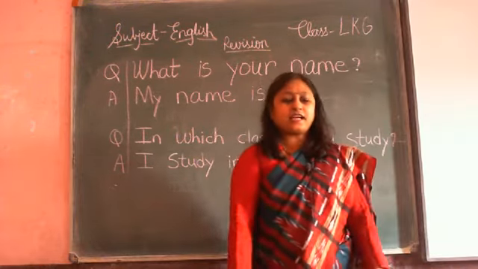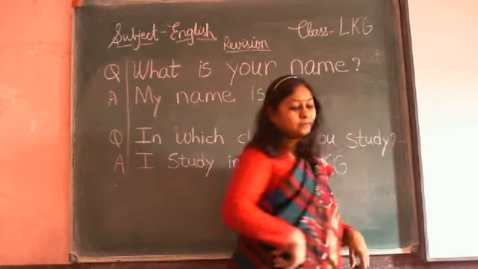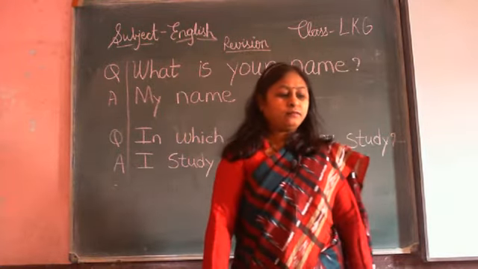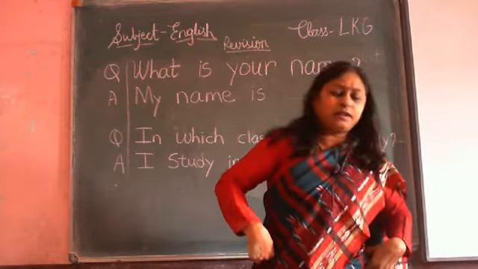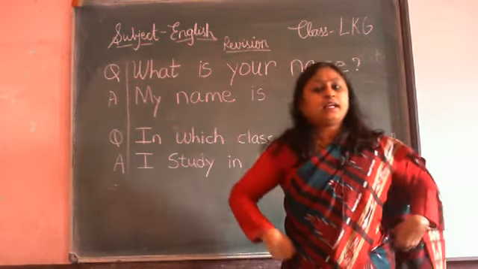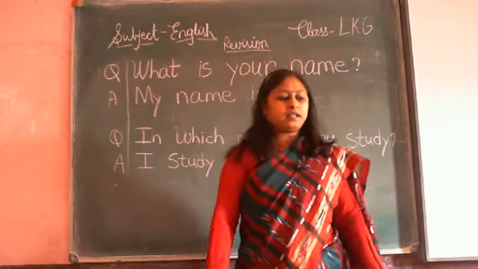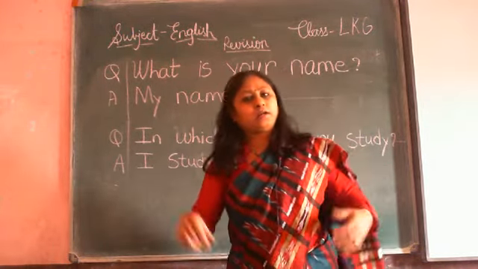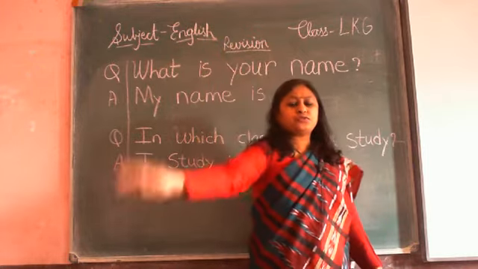Now next rhyme is teddy bear. Which rhyme is this? Teddy bear. Teddy bear, turn around. Teddy bear, touch the ground. Teddy bear, polish your shoes. Teddy bear, off to school. Once again, teddy bear, turn around. Teddy bear, touch the ground. Teddy bear, polish your shoes. Teddy bear, off to school.